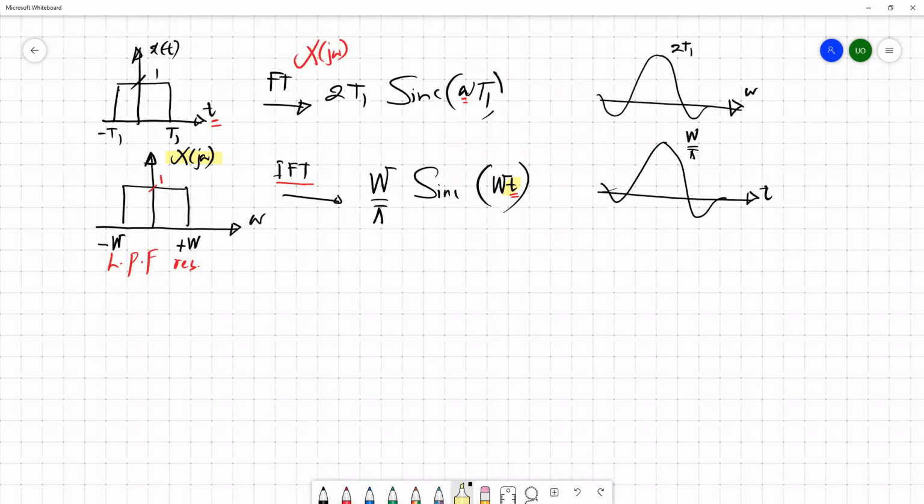So this is frequency domain, this is time domain. Now just compare these two. So this is a sinc function and this is a sinc function. But there's a different scaling here. Let's assume for the time being we have 2T1 here also. So let's assume this is actually 2T1.